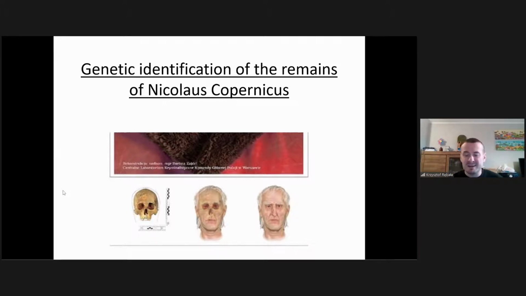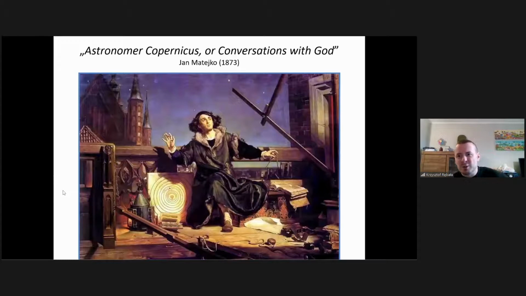And they found, for example, that there was 97% probability that Copernicus had blue eyes. And there is a painting by a famous Polish painter of the 19th century whose paintings show scenes important for the Polish nation. Because Poland was not present on the maps of Europe in the 19th century, he was painting patriotic paintings, just to support the nation. One of his paintings shows Copernicus in his observatory, and he was painted with black eyes. So the media said, oh, the painter made a mistake, because genetic studies show that Copernicus had blue eyes.